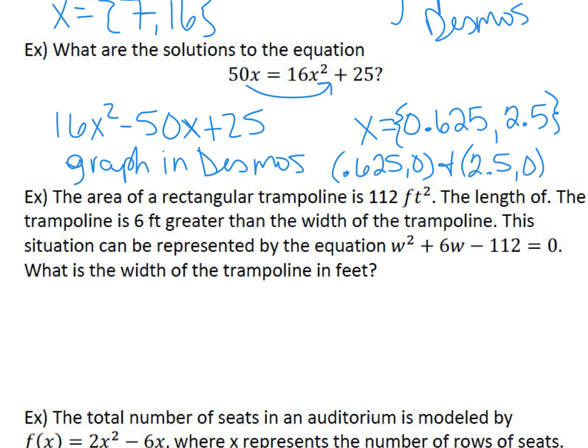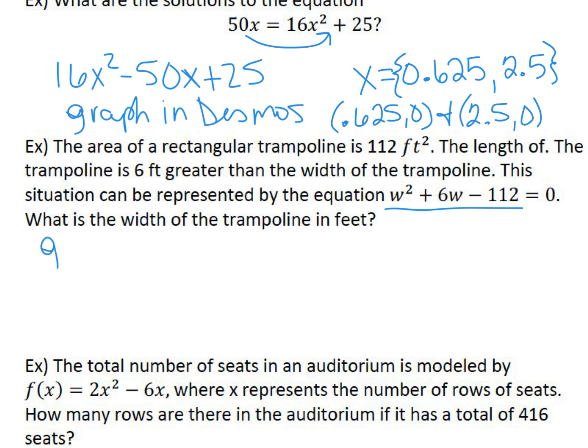We did look at this next word problem the other day when we were looking at the square root method. We said you cannot do the square root method if it's given to you in standard form. So we would just need to graph this in Desmos, and we're going to have to look at our roots. So I'm going to give you a minute to do that. Graph in Desmos and tell me what x equals. Make sure you use x instead of w when you put this in the computer.